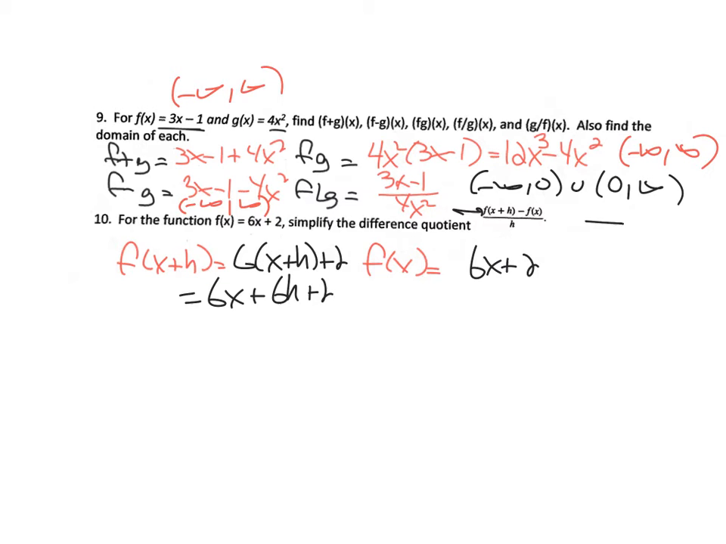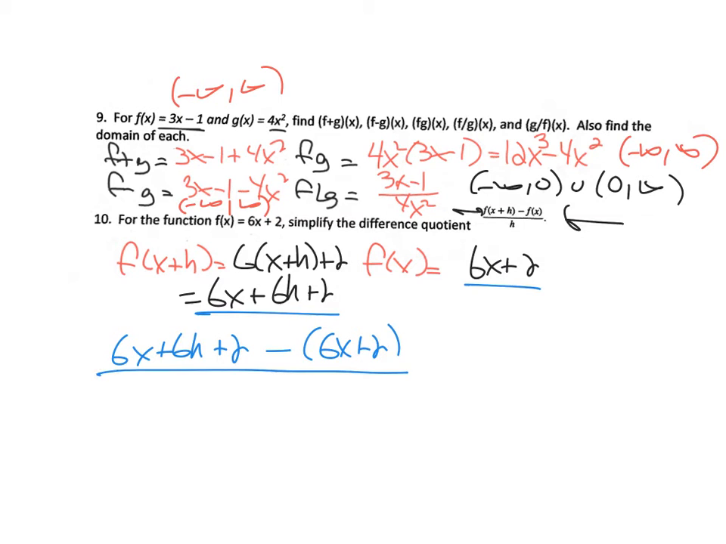So I'm going to come down here and work out this difference quotient, meaning that's first, that's second. So I'm going to put 6x plus 6h plus 2 minus the 6x plus 2, and it's going to be all over h. So work out as much as you can. 6x plus 6h plus 2 minus 6x minus 2, all over h.